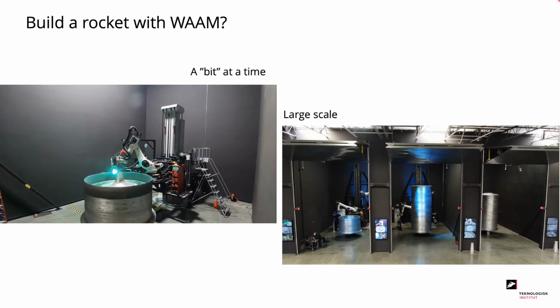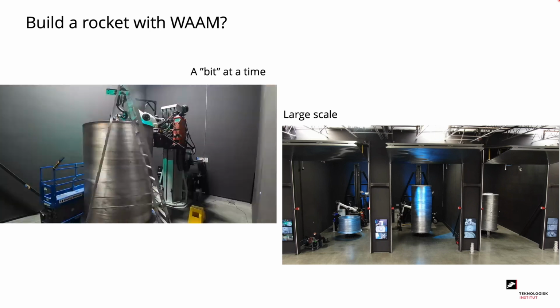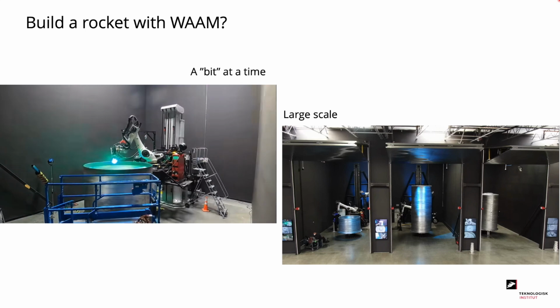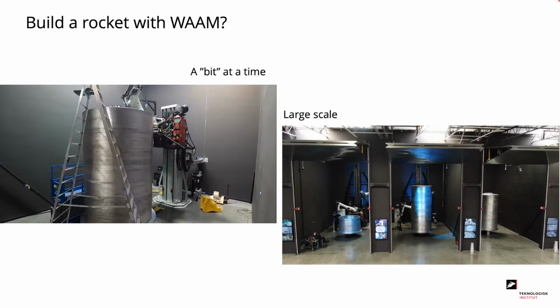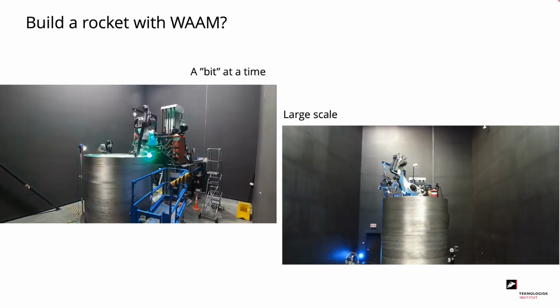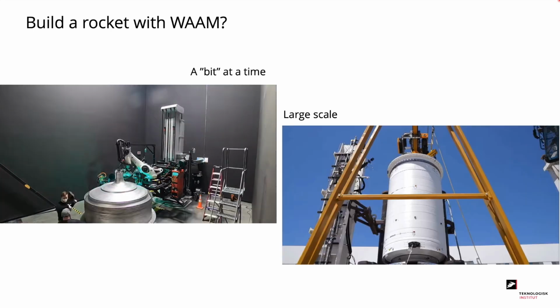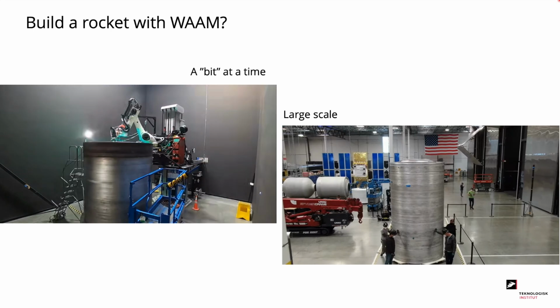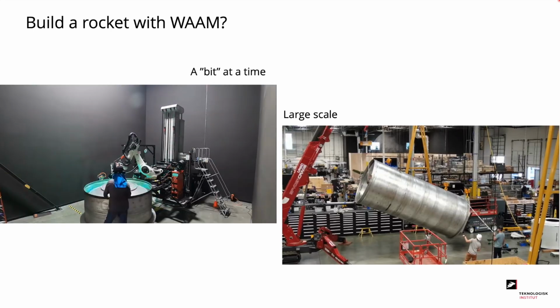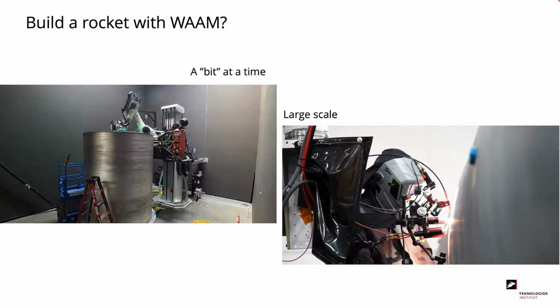What about building a rocket using WAM? On the left, we see a rocket being built one section at a time. And on the right, we can see how we can do this in multiple parts of our processing plant, using these different sections and welding them together in the end to form the entire rocket.